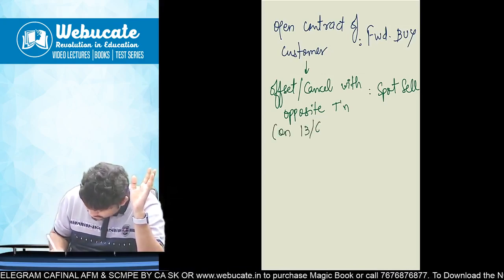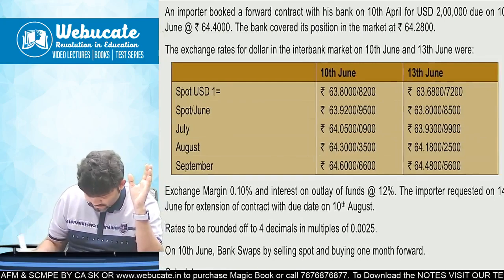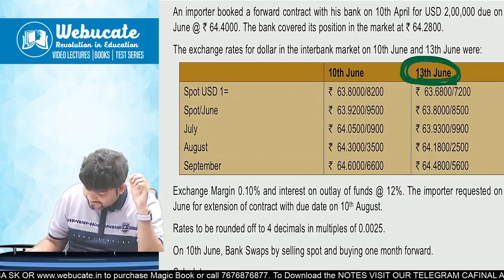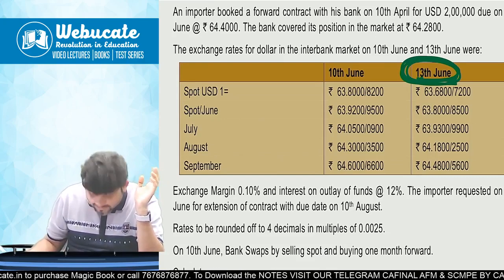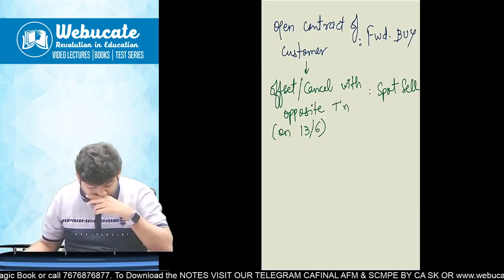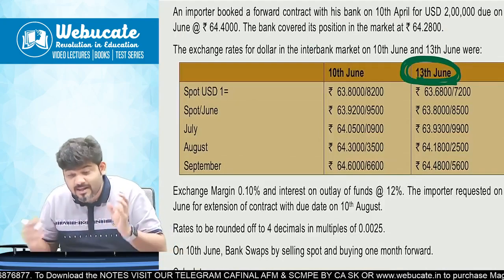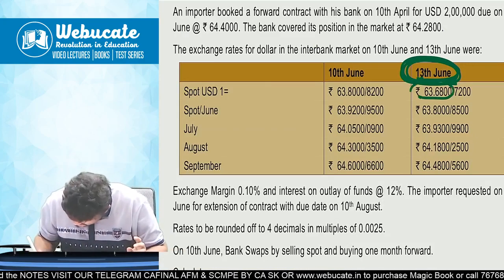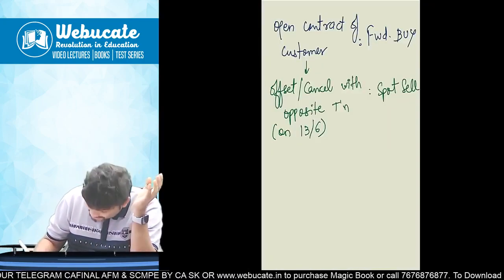On 13th June, what is happening? We have to cancel the open position. How will we do that? Come on. So there is a forward buy. We will have to do a spot sell. Tell me, what is the spot sell rate? If we want to spot sell, bank will buy. So we'll have to take the bid. Bid on 13th June is 63.68.